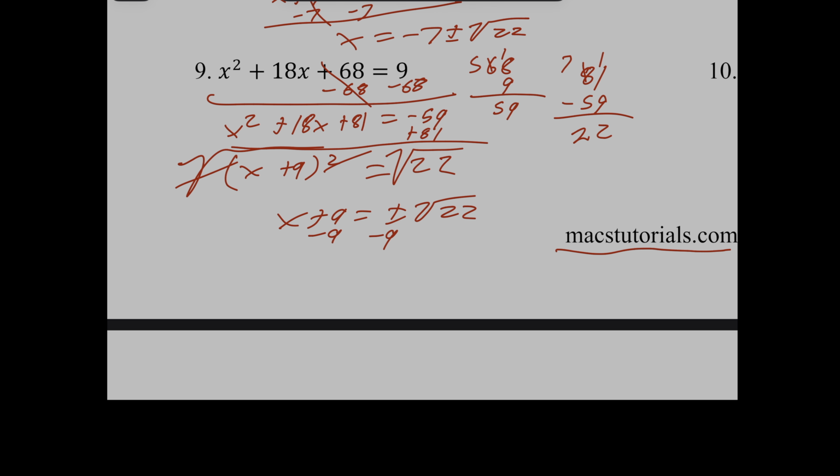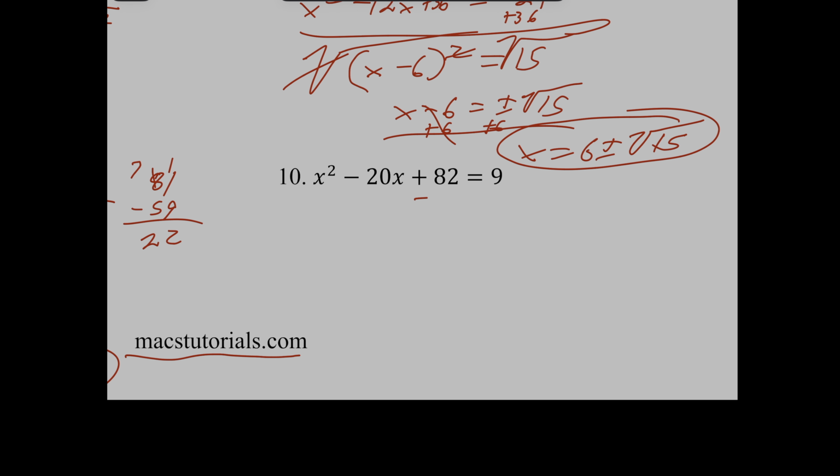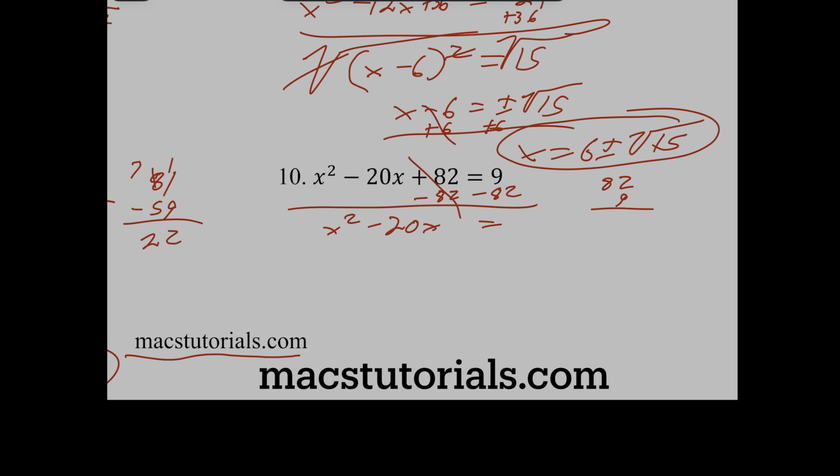And when I subtract 9 from both sides, I end up with just an x equals negative 9 plus or minus root 22. Alrighty, last one. So now I'm going to subtract 82 from both sides. And so now I'm going to get x squared minus 20x equals 82, 9. I'm doing this a little bit late at night, so my brain's not as functioning, so we're going to call that a 73.